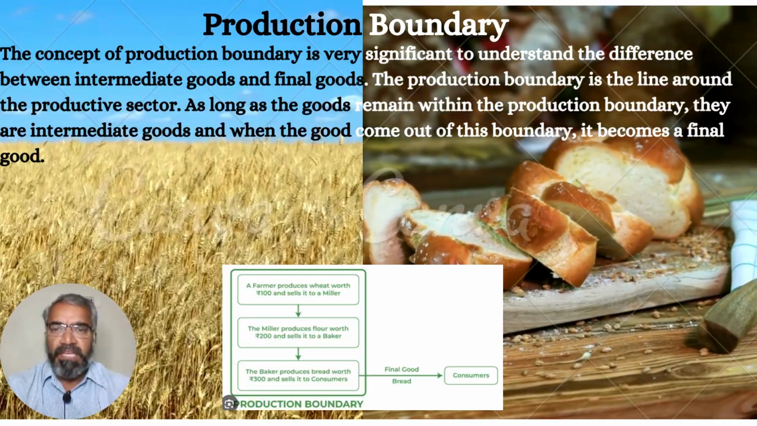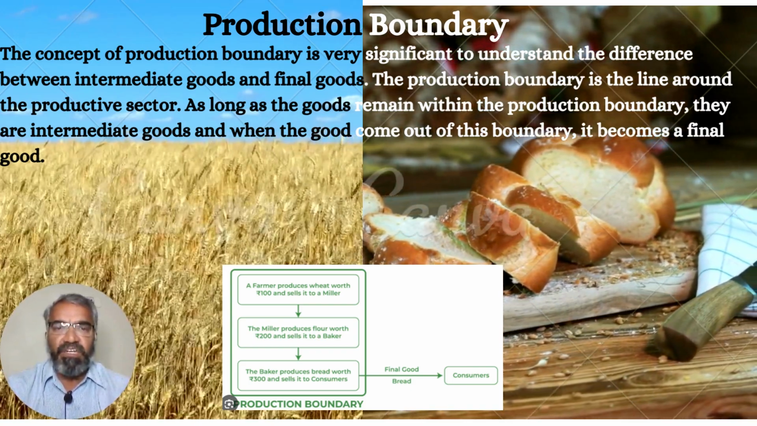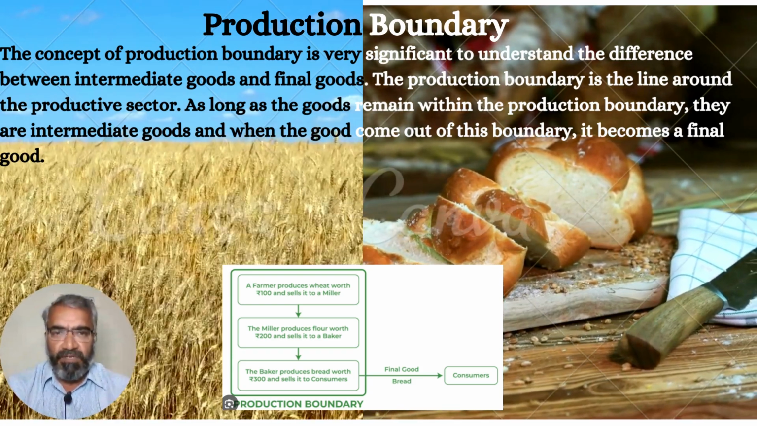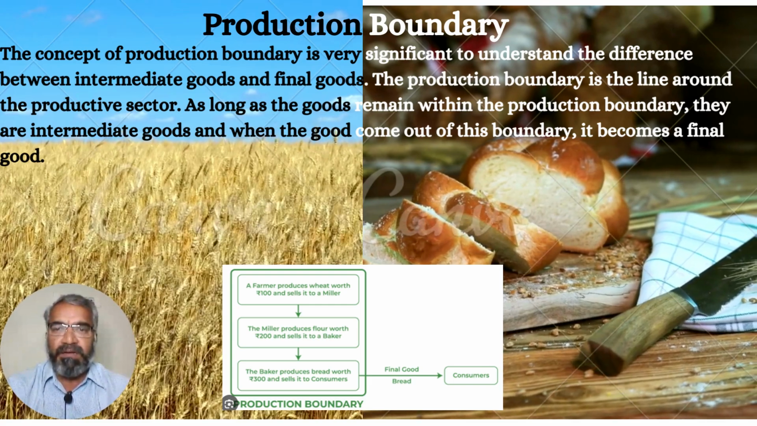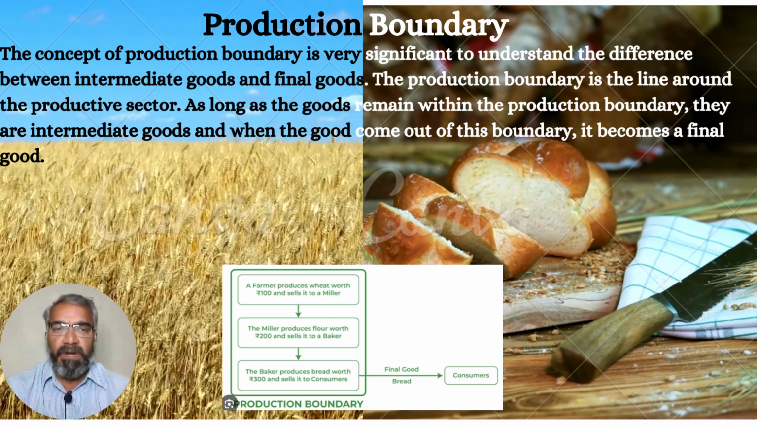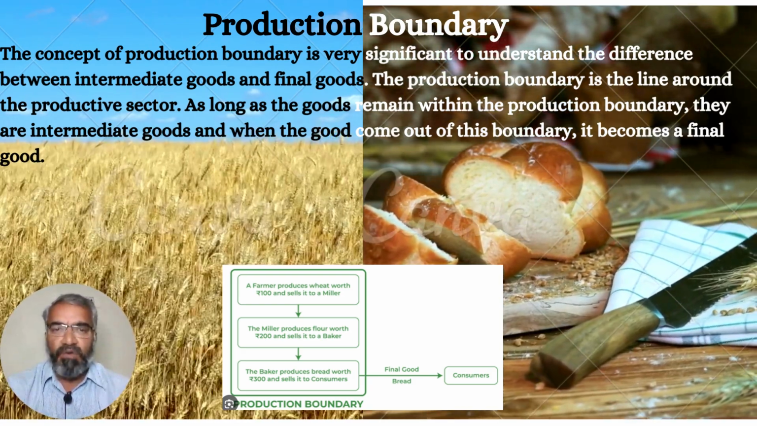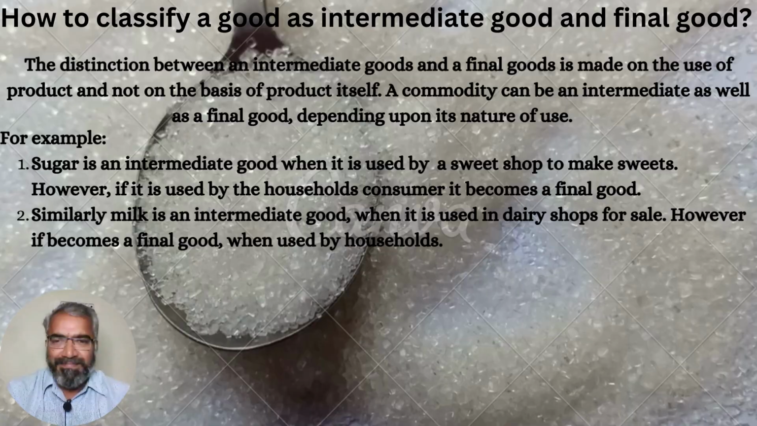Production boundary. The concept of production boundary is very significant to understand the difference between intermediate goods and final goods. The production boundary is the line around the productive sector. As long as goods remain within the production boundary, they are intermediate goods. And when the good comes out of this boundary, it becomes a final good.